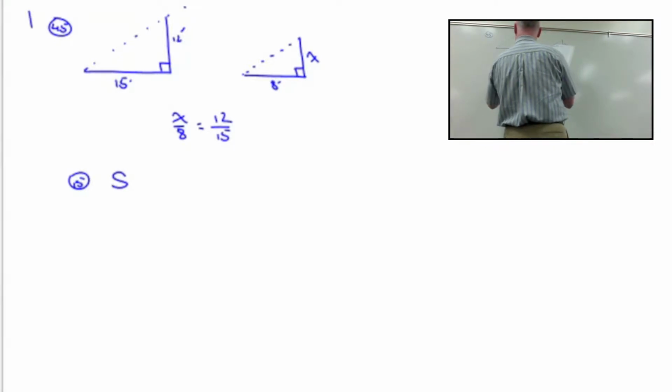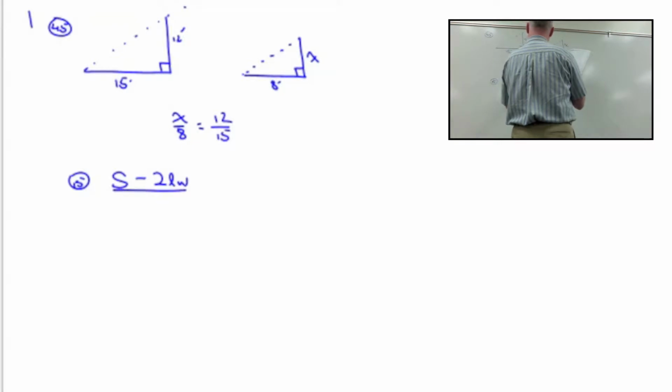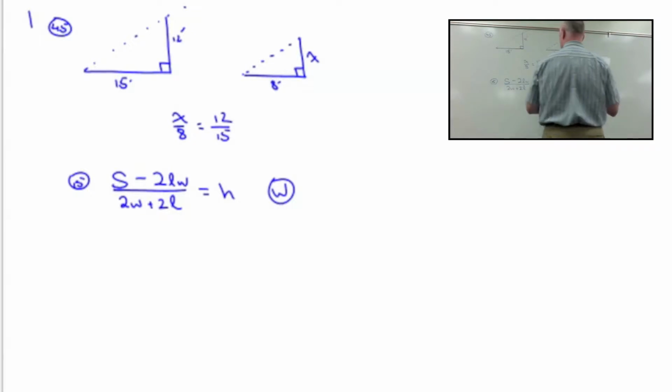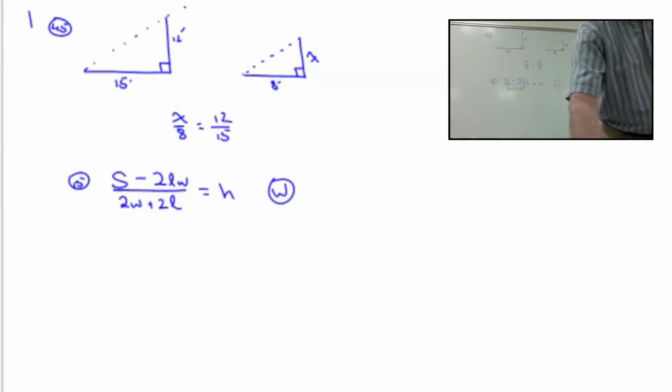S minus 2LW divided by 2W plus 2L is equal to H. And we're looking for W by itself. What should you do first? Get everything and get the W alone?